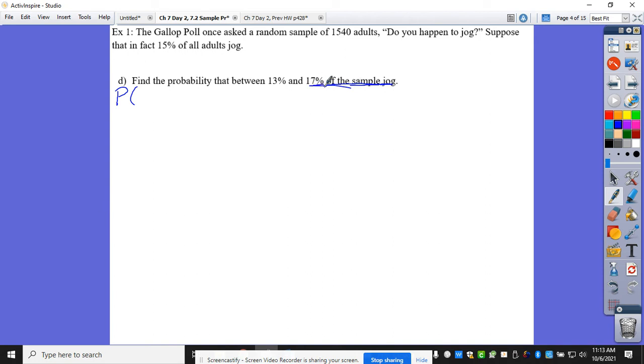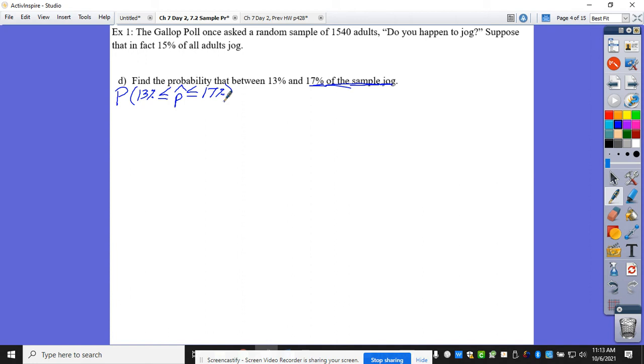What's percent of the sample? P hat. So we are saying that our P hat is between 13% and 17%. Well, when we did this before, we had an X there instead of a P hat. Now we're just starting with something different.